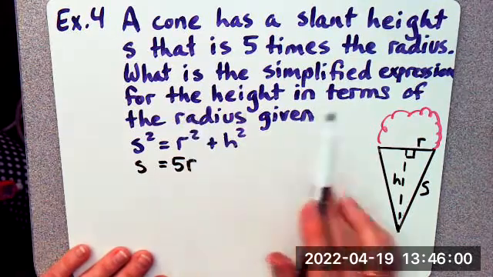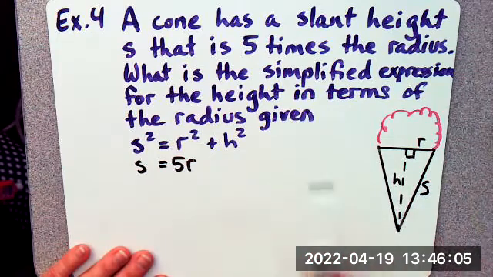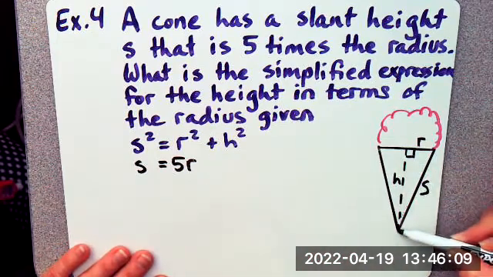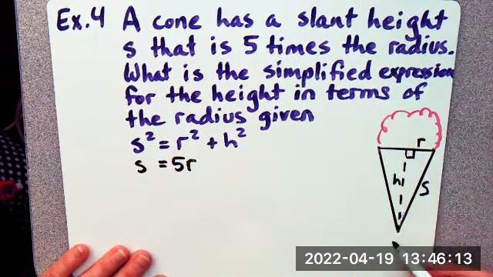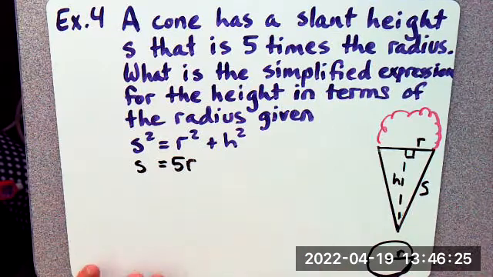Okay, what is the simplified expression for the height in terms of the radius? So here's the height of the cone. It starts from the point of the cone to the very middle. So if we see this cone from this perspective, the height is going right to this very middle section, and this is our radius right here.